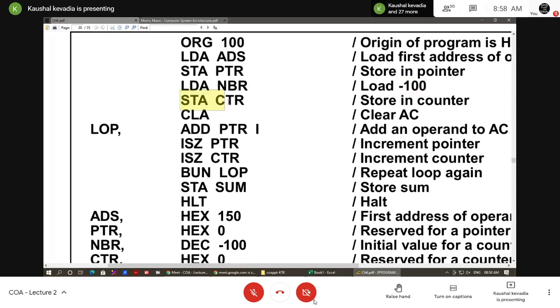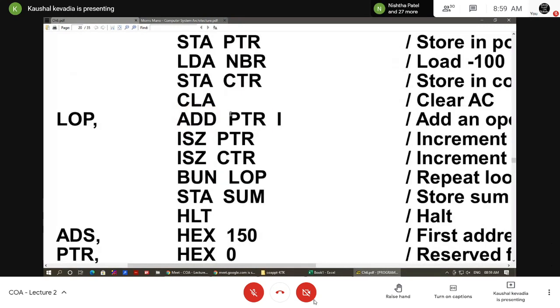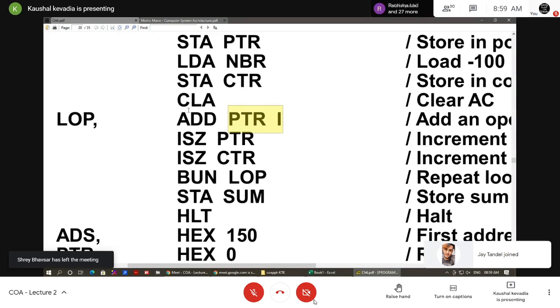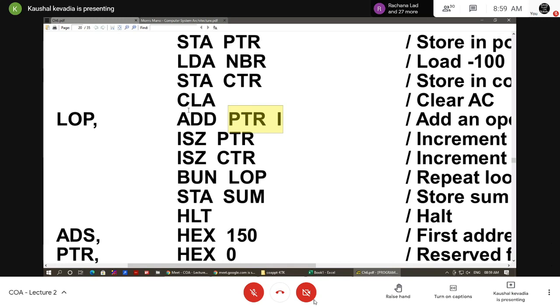Then we shift that value to the CTR, and finally we clear the accumulator. Here we clear the accumulator because we want to add the first number into the accumulator. Okay, when we execute the add instruction, what it does is the addition operation of this number and the accumulator. Here the value we get from PTR and the value inside the accumulator are added, and the answer is stored in the accumulator.